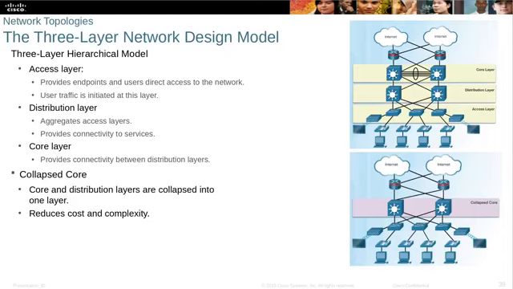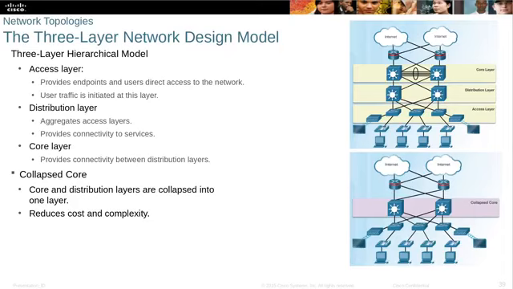We have the distribution layer, which makes use of layer 3 switches, or sometimes routers, but generally layer 3 switches. This aggregates the access layers and provides connectivity to services. And then we have the core layer, which uses super high speed, fast switches. This provides connectivity between the distribution layers.